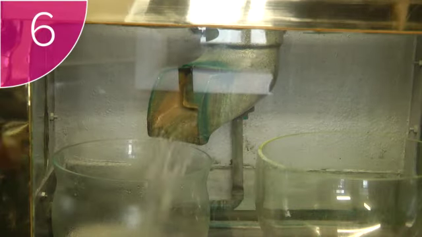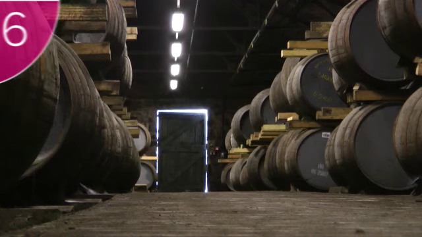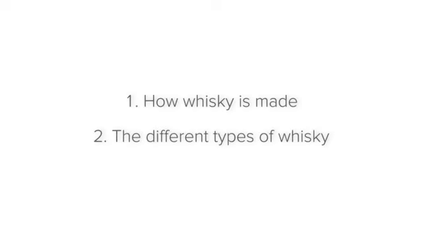Finally, step 6. The liquid is then placed in oak barrels and is left to mature for a minimum of 3 years. Now that we understand the magical process of whisky making, let's move on to learning about the different types of whisky.